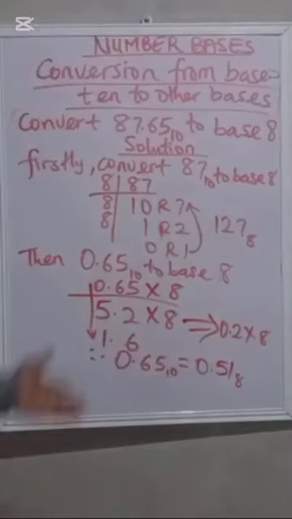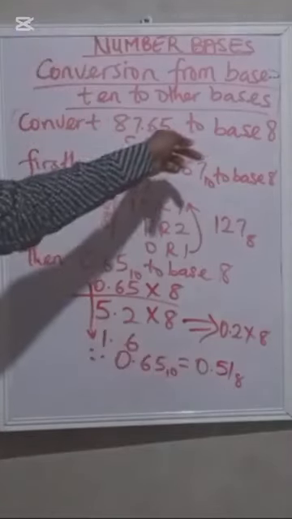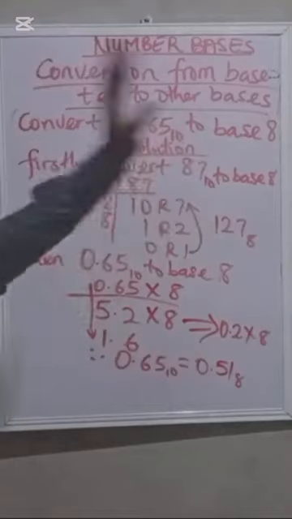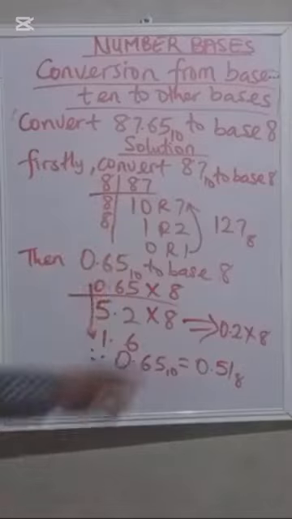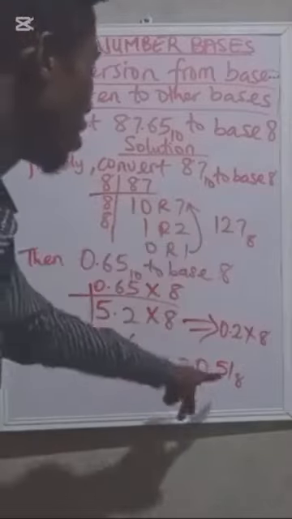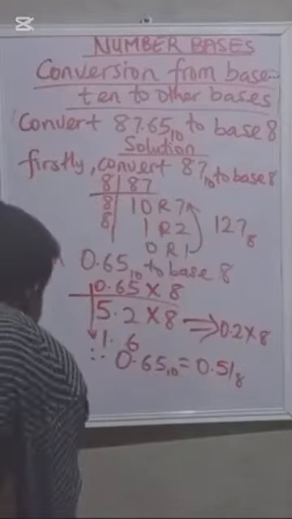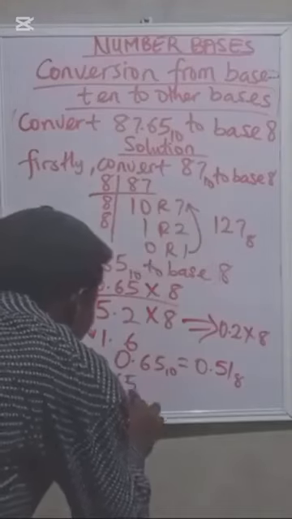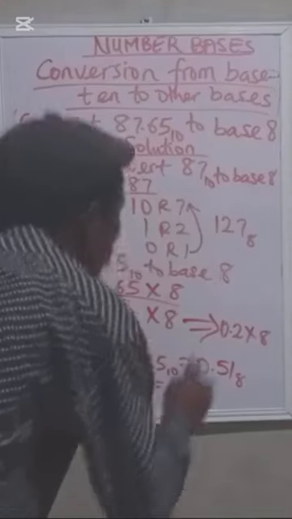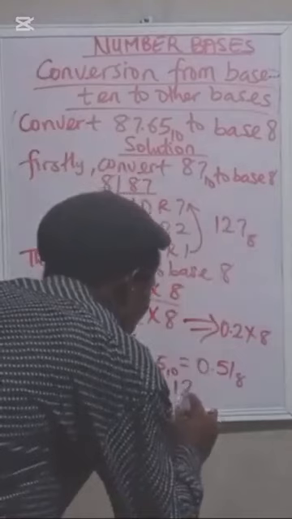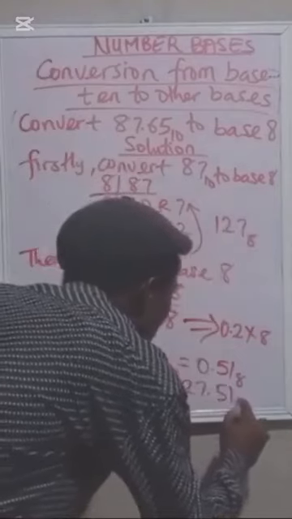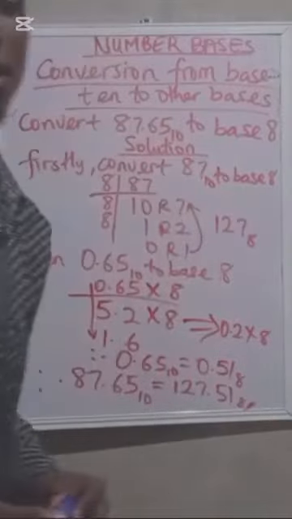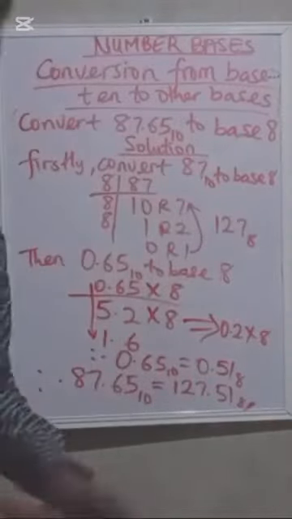So therefore, because we are looking for 87.65 base 10, you just join it together. It's going to be the sum of this plus this. So therefore, 87.65 base 10 is going to be equal to 127.51 base 8. This is what your answer is going to be. You can see that it's very, very simple.